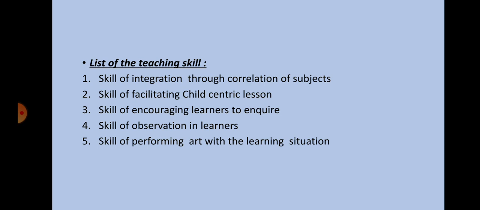They are performing the art, and at the same time they are also learning and reciting the poem, and it is a situation of learning. This is the skill of performing art with the learning situation. By this kind of skill, the classroom situation will be very comfortable, very cozy for the students to learn the lesson. So it is the responsibility of the teacher to bring this into the classroom for the sake of good, fruitful learning of the learners.